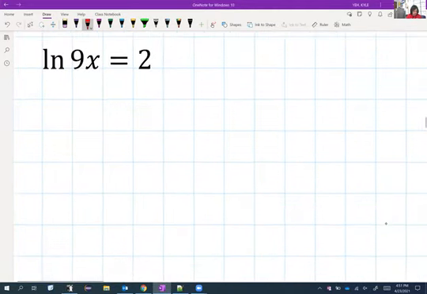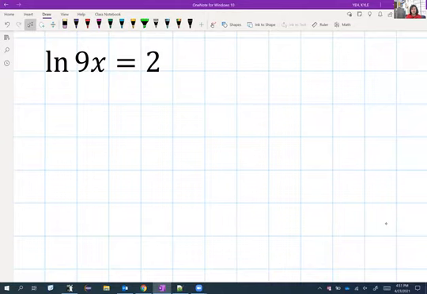I want you to just try this one. This one's a little bit even quicker because the ln's already alone. So try this one out and then unpause to see if you got it right.